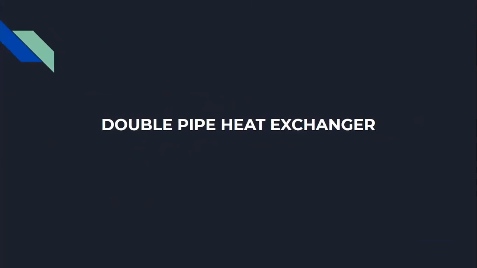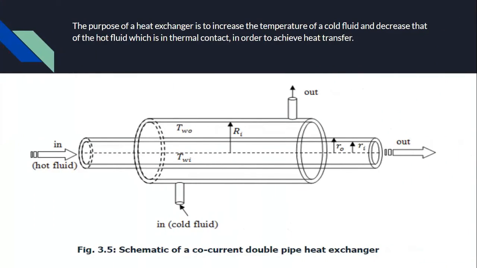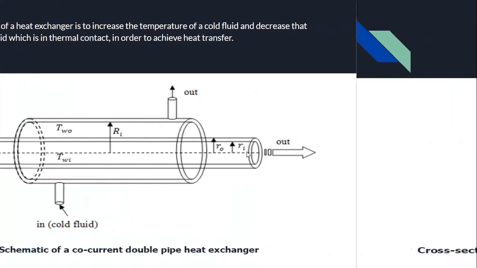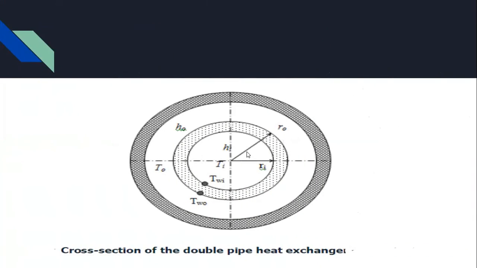Now we'll move on to a practical application of multi-layered cylinders, the double pipe heat exchanger. You can see through this diagram, the purpose of a heat exchanger is to increase the temperature of a cold fluid and decrease that of the hot fluid, which is in thermal contact, in order to achieve heat transfer. You can see that the inner cylinder has the hot fluid and the outer has the cold fluid, and energy transfer occurs.